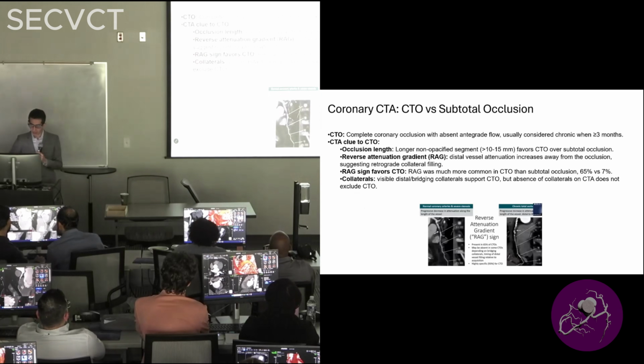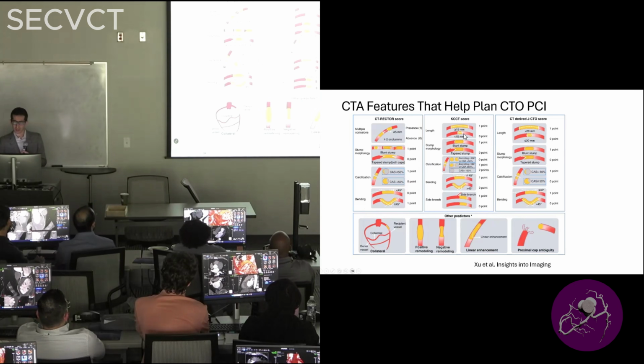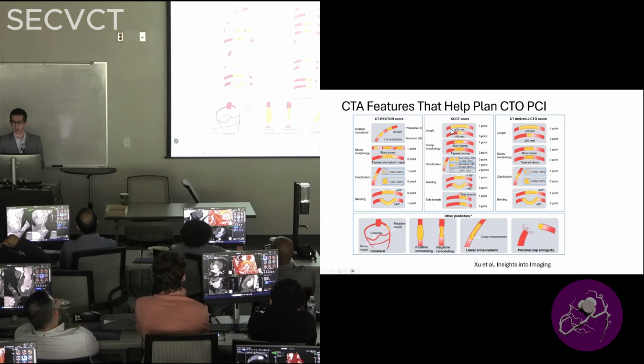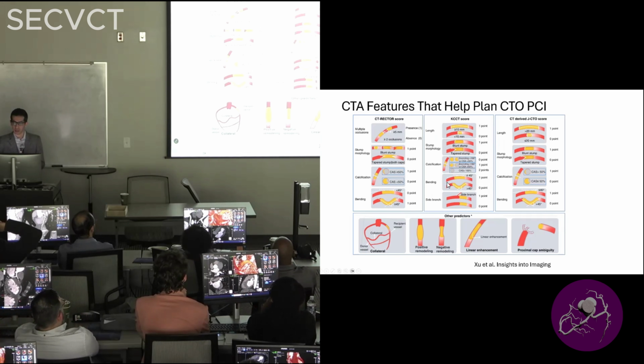Last, the point I want to point out here is more the next level. Sometimes when we describe the CTA features that will be more favorable for possible high-risk PCI for CTO, there are different scores, but the point here is just to show you the things we care about: the length of the completely occluded segment, and if there's a stump, the more blunt, the harder it is to intervene. How much calcium: the more calcium, the more difficult. If there's bending, it's going to be more technical. And if there are side branches, every time they put the wire, it's just going to go to the side branch. So these are things I try to put in the report for that artery.